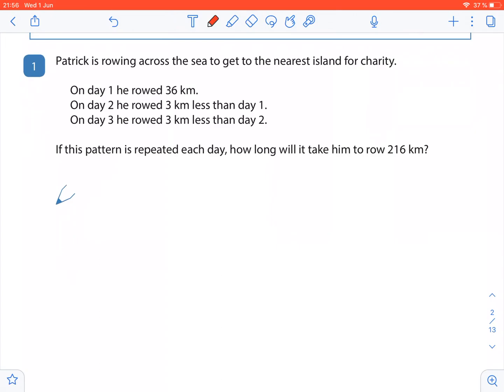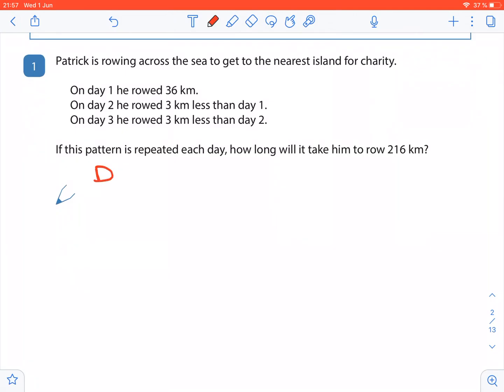Question 1. Patrick is rowing across the sea to get to the nearest island for charity. On day 1, he rowed 36 kilometres. On day 2, he rowed 3 kilometres less than day 1. So again, on day 3, he rowed 3 kilometres less. So each day he's rowing 3 kilometres less.